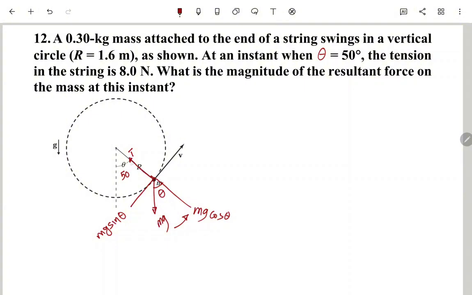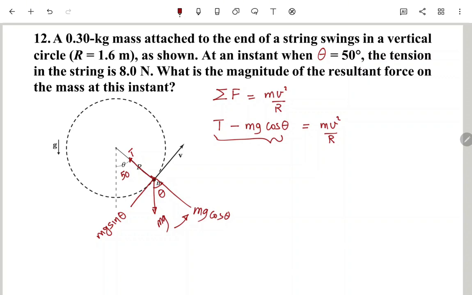Now, sum of all forces equal to mv square over r. In other words, T minus mg cosine theta equal to mv square over r. And this is actually the resultant force on the mass at this instant.